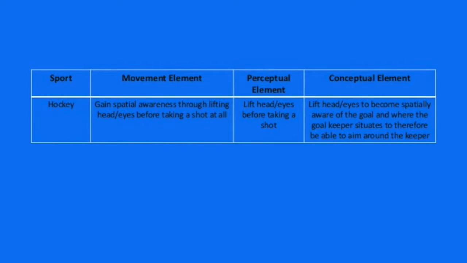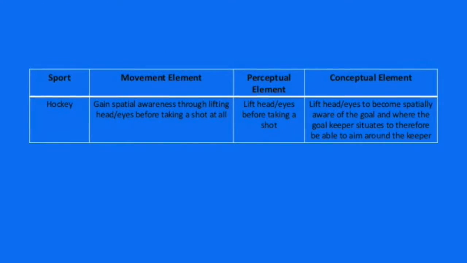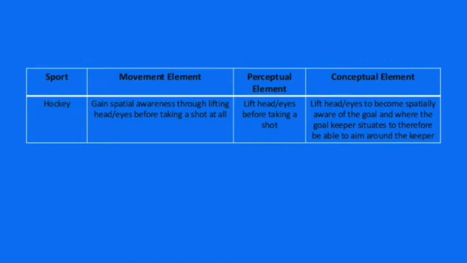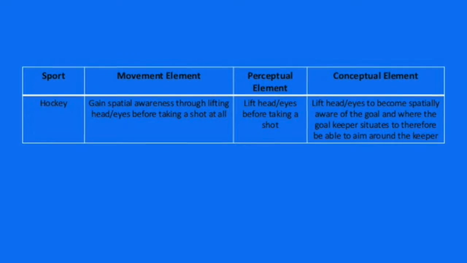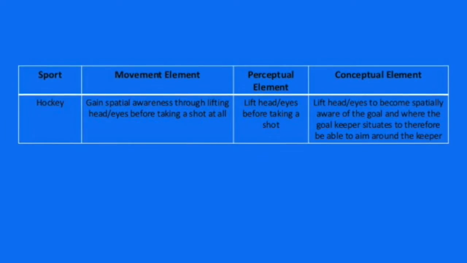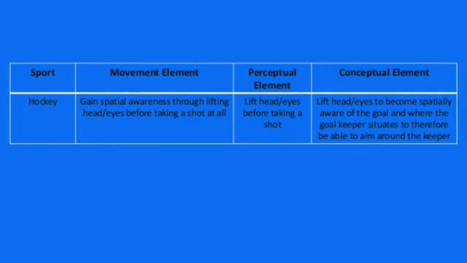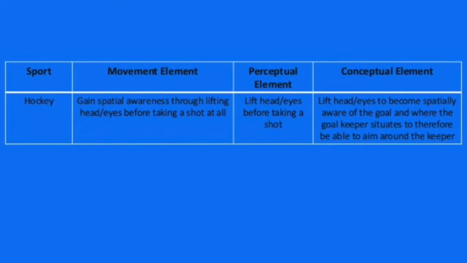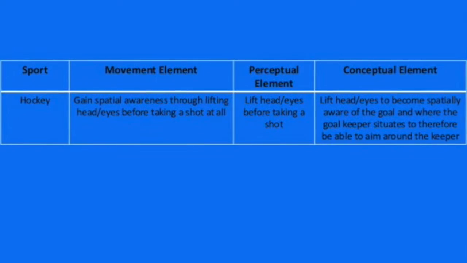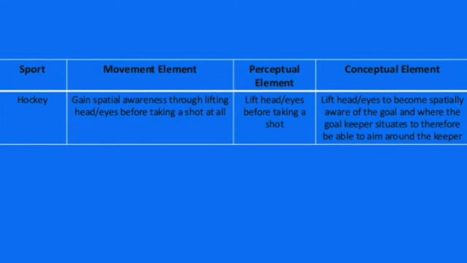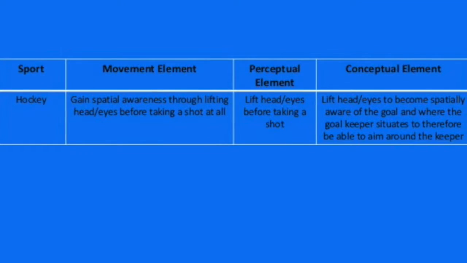The movement element I want to achieve is gaining spatial awareness through lifting my head and eyes before taking a shot. The perceptual element, which is how I will achieve this, is lifting my head and eyes before taking the shot. The conceptual element is the end goal, and that is for me to lift my head and become spatially aware of the goal and where the goalkeeper is situated to then shoot around them.